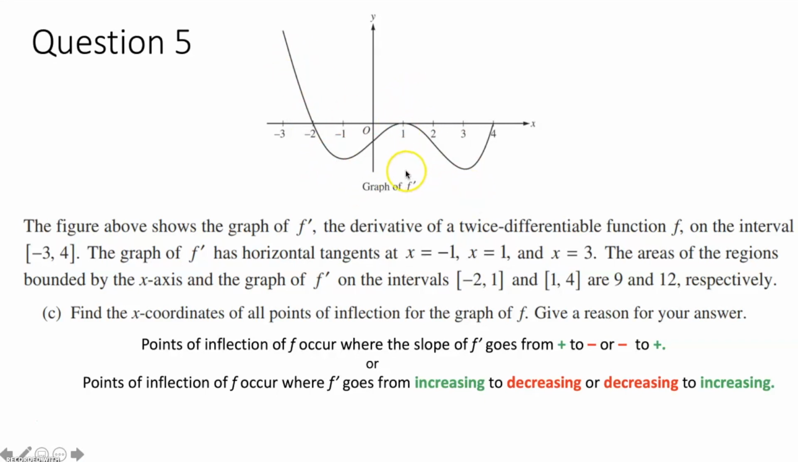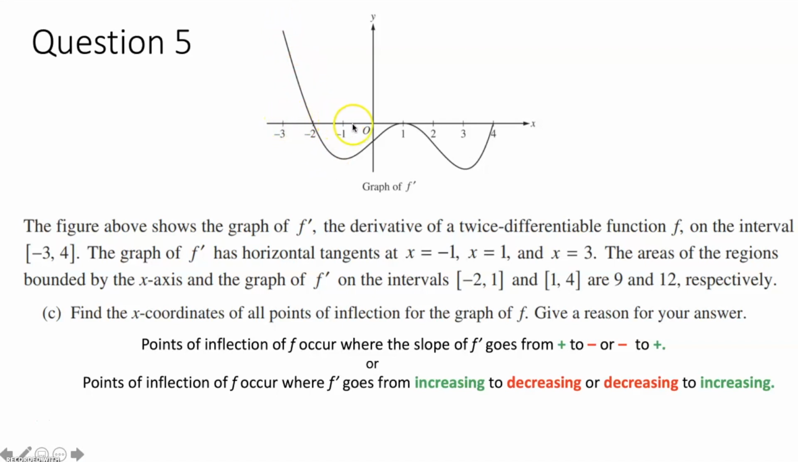So where does the slope of our derivative graph change sign? Where does the derivative of our derivative, or our second derivative, change sign? Well, the graph of f prime, the graph of our derivative, starts off with a negative slope, meaning the derivative of our derivative is negative, meaning the second derivative is negative, meaning our original function f would be concave downward from x is equal to -3 to x is equal to -1.